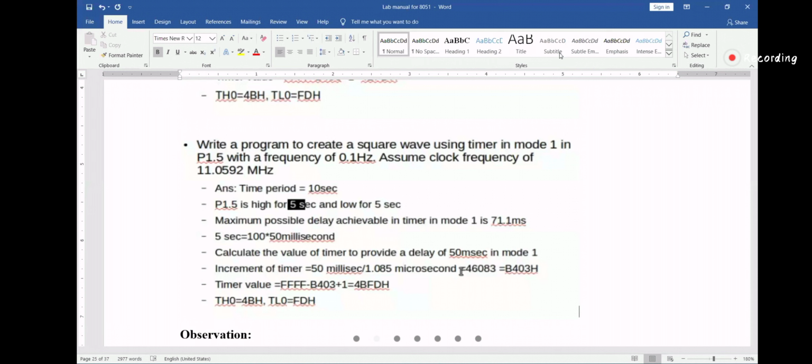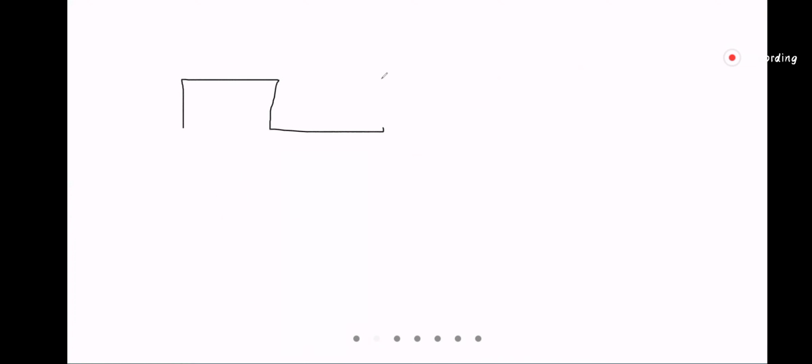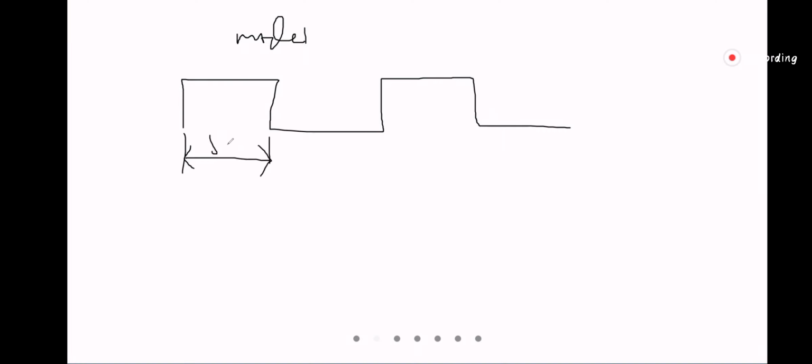65,536 times 1.085 times 1.085. Yes. Now this part is a little confusing. For example, if this is a square wave, it is in mode 1 only. From here to here, it is 50 millisecond. But the maximum delay of mode 1 is 71.1 millisecond. I hope you understand how we got that.